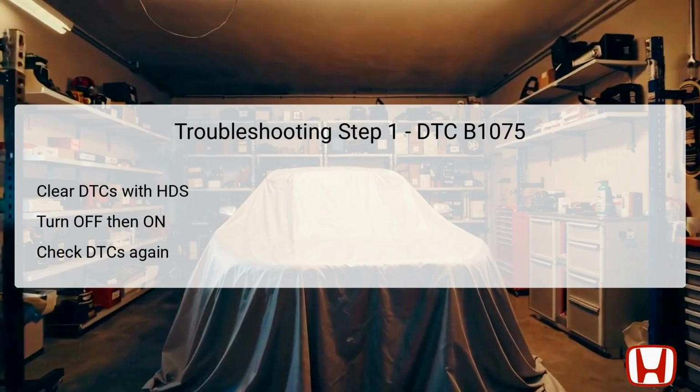Next, you will need to check for DTCs again with the HDS. If DTC B1075 reappears, it indicates an ongoing problem with the headlight switch, leading you to further steps in troubleshooting.